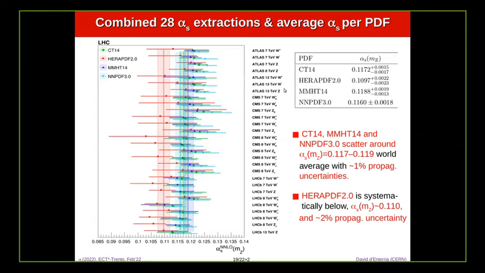Okay, so now this is our final result. We have 28 alpha S extractions and their average per PDF set. For example, in red, you see the HERA PDF results, and you see their average here. HERA PDF is around 0.110 with a 2% propagated uncertainty, whereas the other 3 global PDF sets are closer, scattered around the whole average with uncertainties in the 1% ballpark.